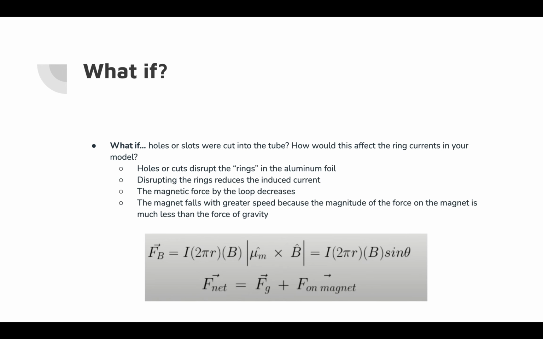So what if holes or slots were cut into the tube? How would this affect the ring currents in the model? Holes or cuts disrupt the rings within the aluminum foil, and disrupting the rings reduces the induced current. Therefore, the magnetic force by the loop decreases. So the magnet falls with greater speed because the magnitude of the force on the magnet is much less than the force of gravity.